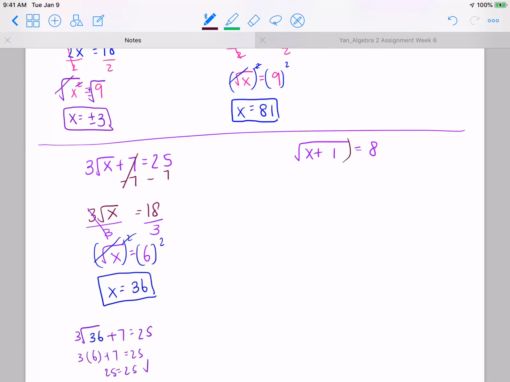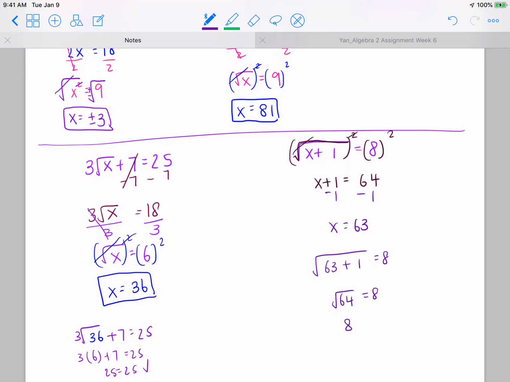Okay, let's look at this question. We square both sides. So wait, let me go back first. This question right here, because the root covers everything in there, we can't get rid of anything yet before this square root. So square both sides. So I'm going to cross out my square roots and square. X plus 1 equals 64. Okay, and now I can subtract 1 on both sides. X equals 63. Okay, so if you want to substitute it back in, 63 plus 1 equals 64. Square root of 64 equals 8. Yes, it equals.